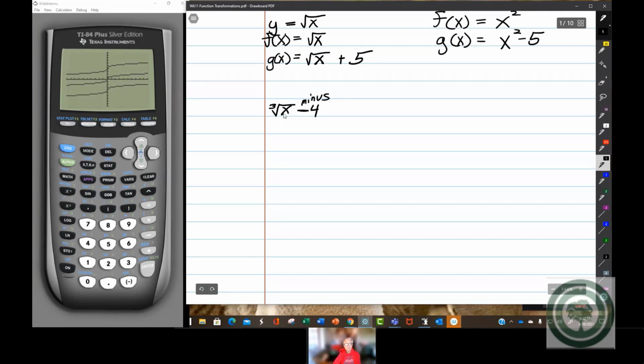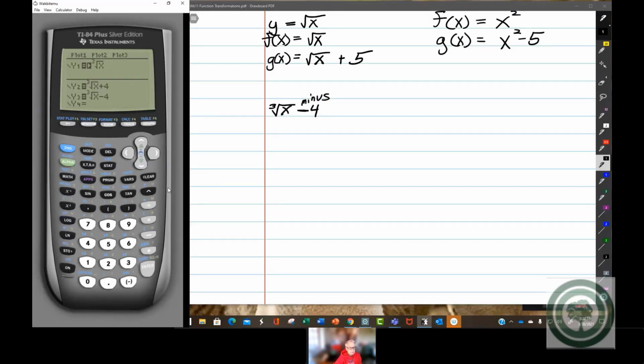There you go. Don't know why I did that. Guess I had 3 on the brain. Okay, clear. Those are the very easiest transformations. Moving directly up, moving directly down.